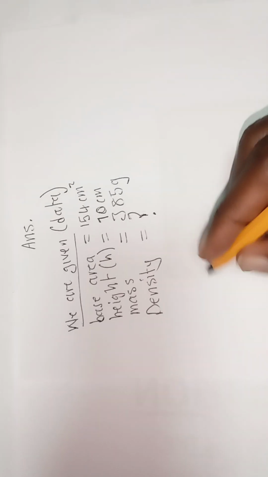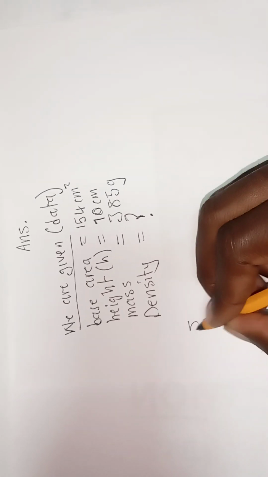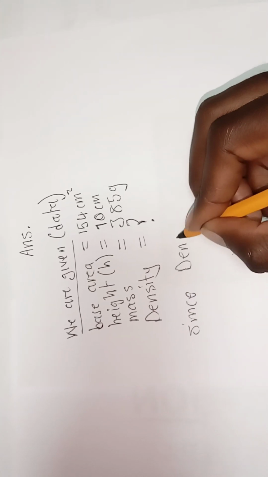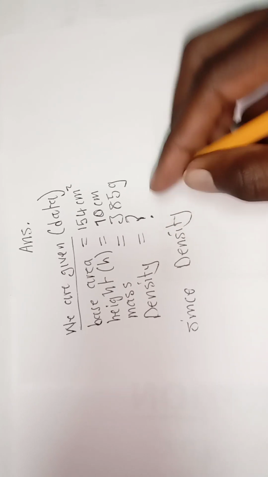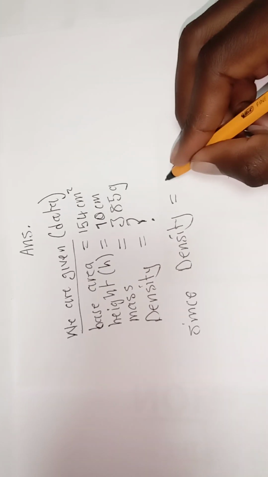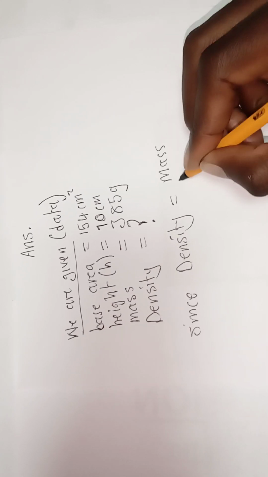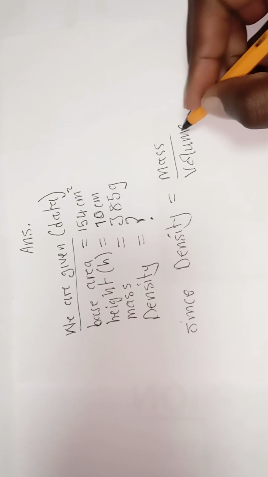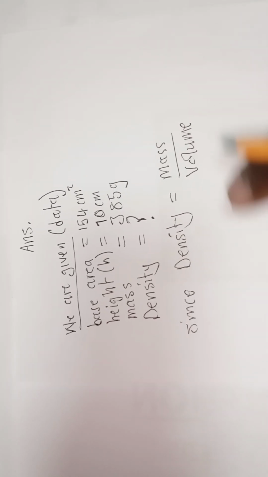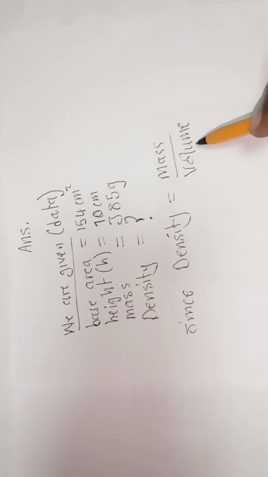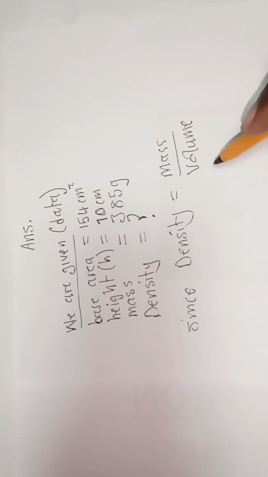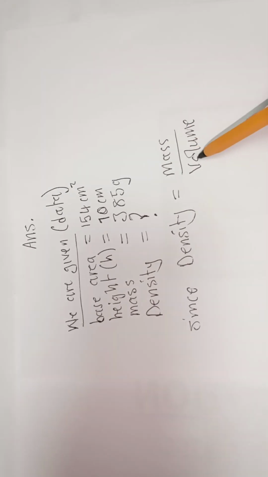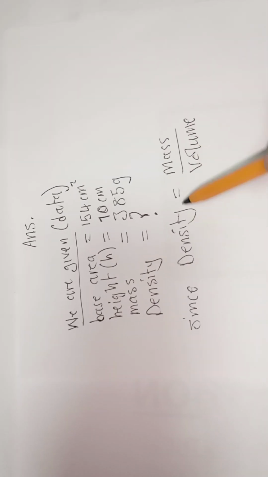Quickly into our question, we know that density is equal to mass over volume. I'm sure we all recall this one. Looking at our question, we only have the mass. We don't have the volume, and we are told that we have to find the density.